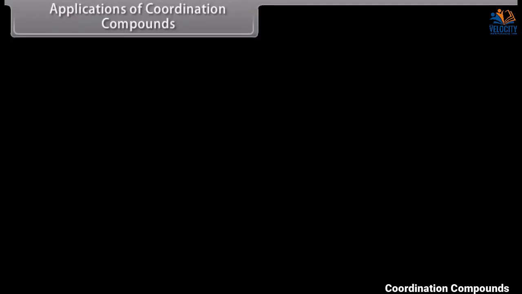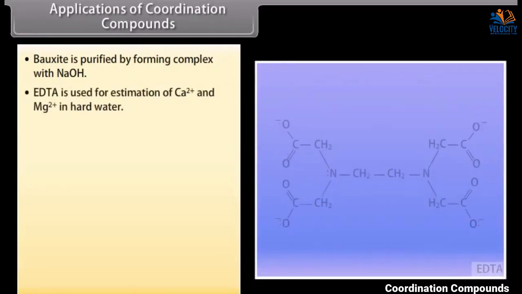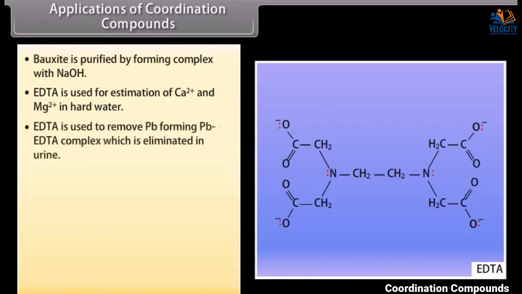Applications of coordination compounds. Some important applications of coordination compounds are the following. Bauxite is purified by forming complex with NaOH. EDTA is used for estimation of Ca2+ and Mg2+ in hard water. EDTA is used to remove Pb by forming Pb-EDTA complex, which is eliminated in urine.